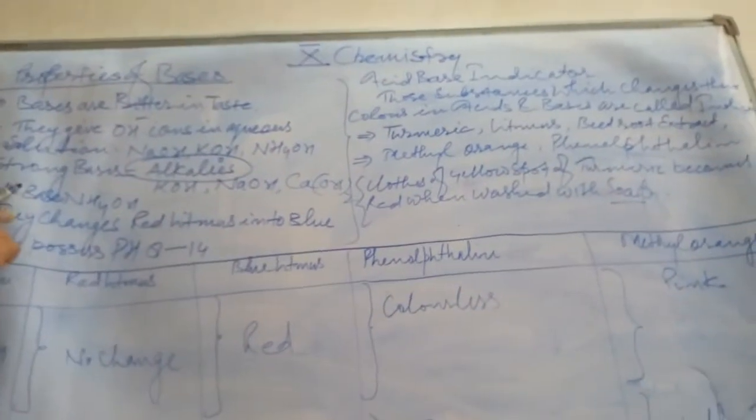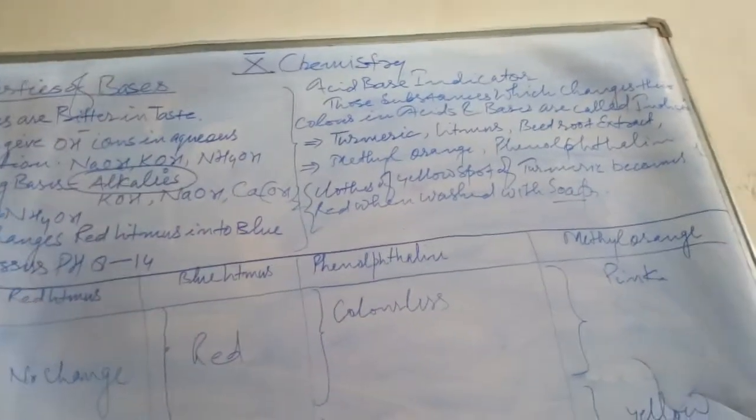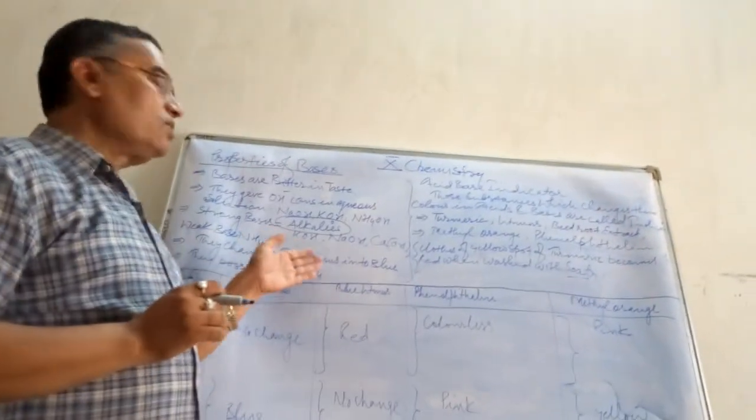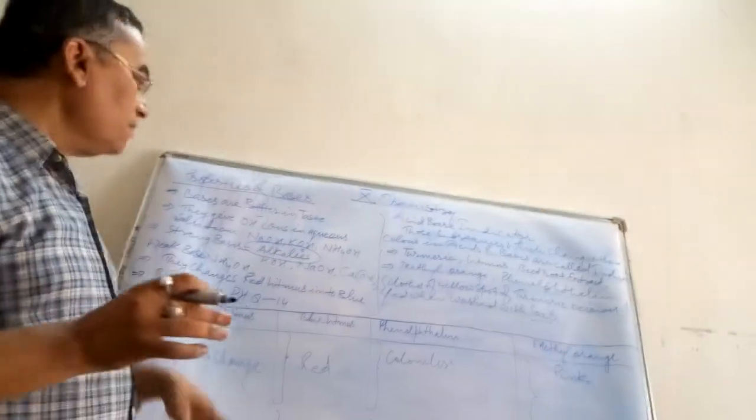So the next property of the base is they change red litmus into blue. Means the base changes the color of red litmus. And what do you know about the litmus? Litmus solution is an indicator. We will discuss indicators after this.